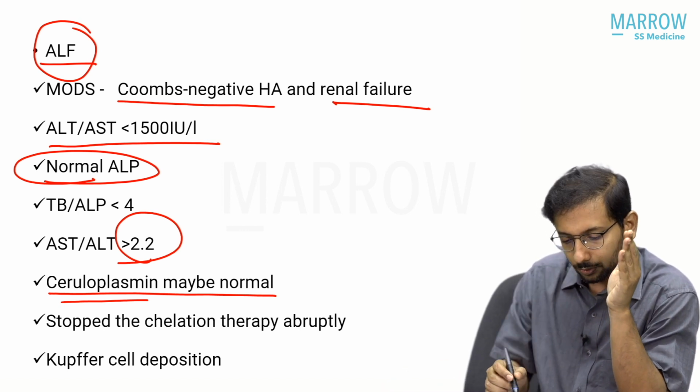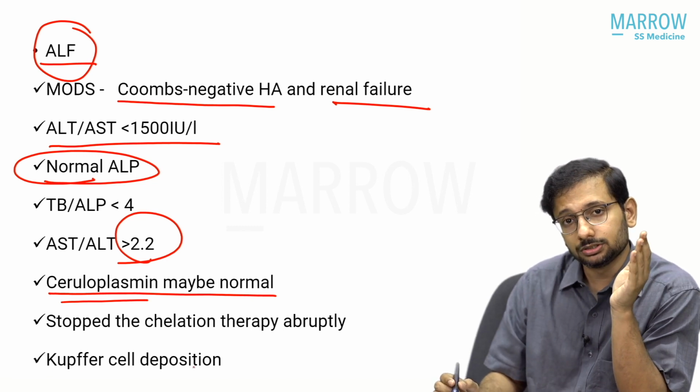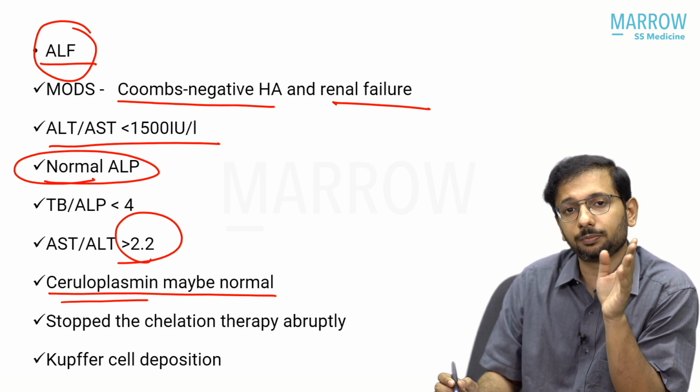And another important thing in liver cell failure with respect to Wilson's disease is the copper deposition is almost always in the Kupffer cells and not in parenchymal liver disease.